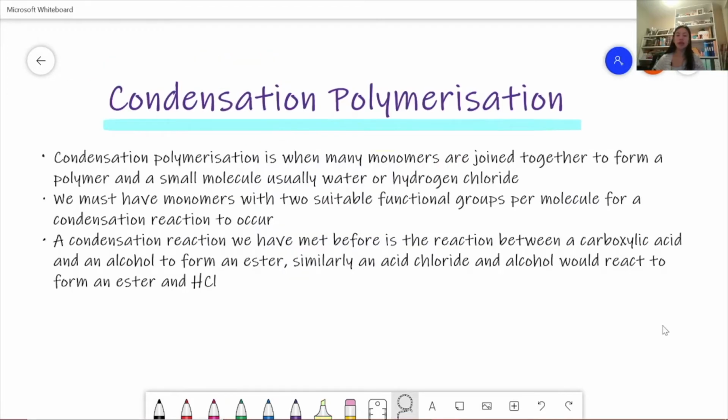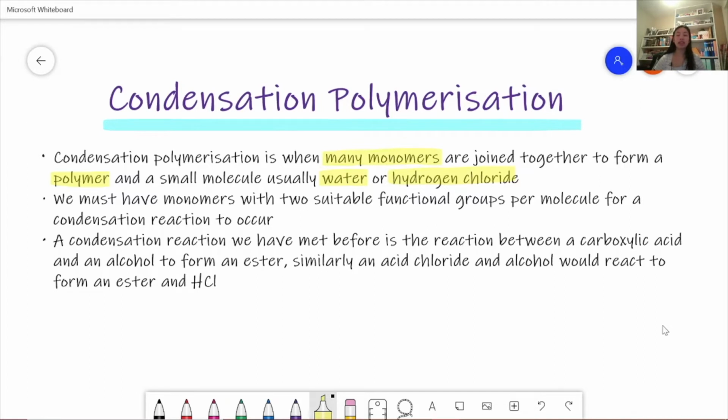Now I'm going to quickly run through what a condensation polymer is. Condensation polymerization occurs when many monomers are joined together to form a long chain molecule called a polymer, and also a small molecule, and usually this is water or HCl. We must have monomers with two suitable functional groups per molecule for a condensation reaction to occur. We've actually seen some condensation reactions because we've seen the reaction between a carboxylic acid and an alcohol to form an ester. And this also forms water, and that's why it's a condensation reaction.